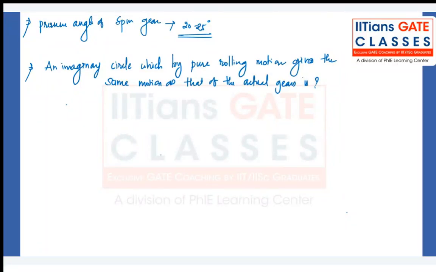Maybe if you want, I can give you the options: addendum circle, dedendum circle, base circle, pitch circle. So this is the hint to you. Which of these options is correct? If I say this is an imaginary circle which by pure rolling motion gives the same motion as that of the actual gears. Any guesses? It's very easy. We have also discussed it. Pitch circle is the correct answer in this case. Okay. Final answer is pitch circle.